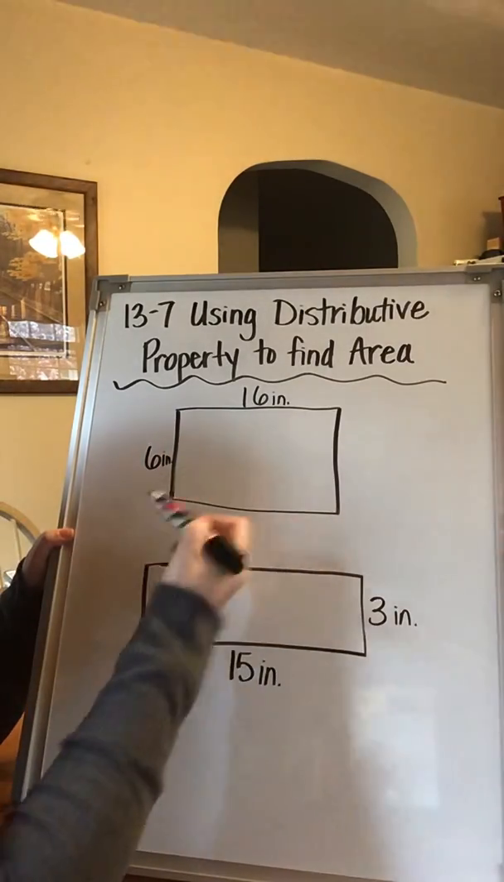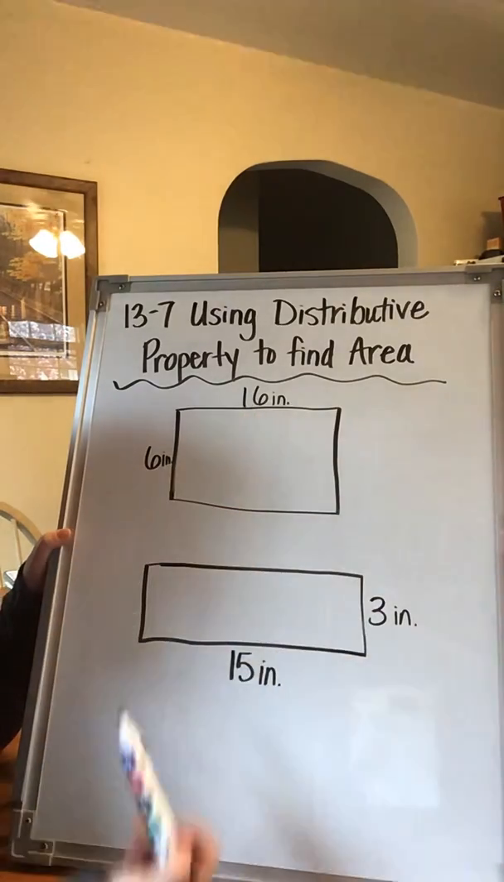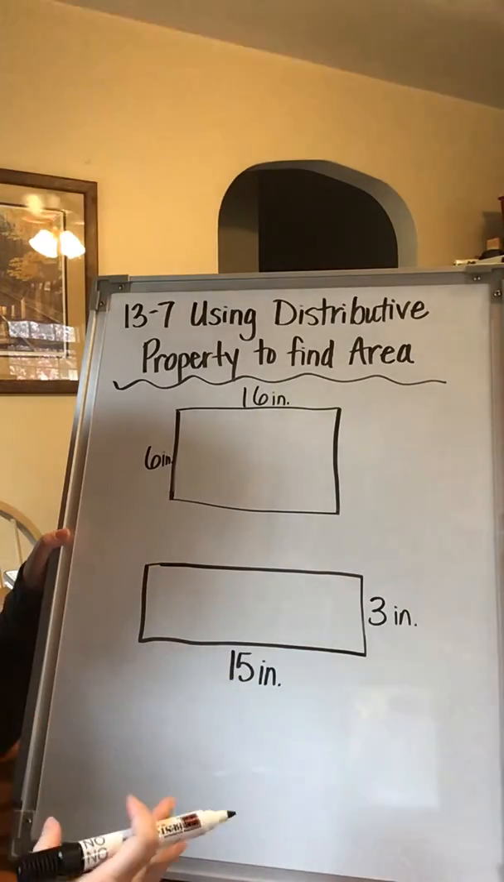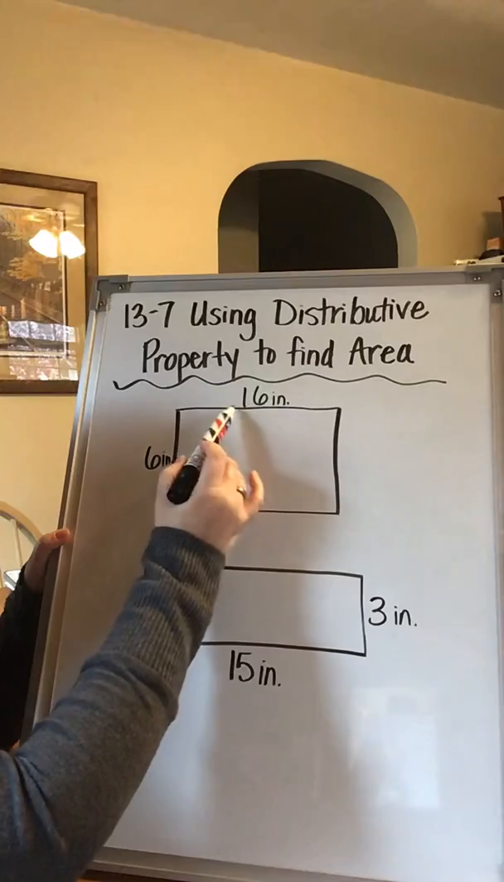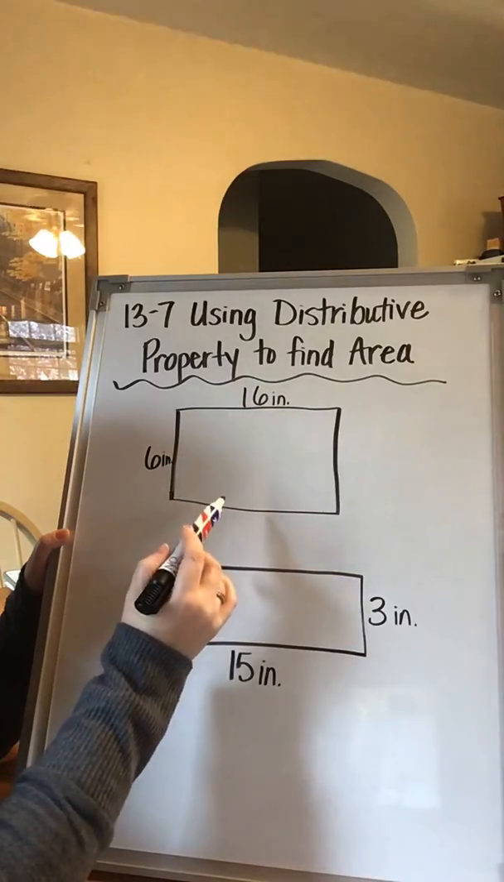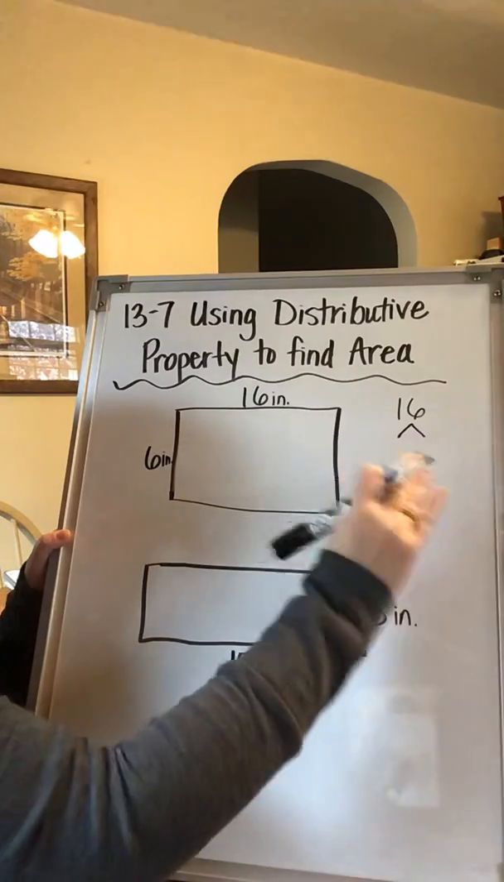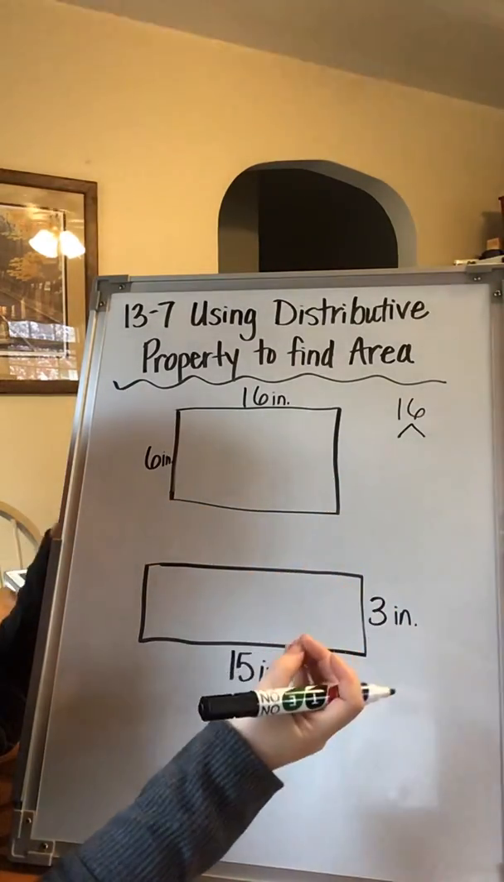So for this rectangle, we have two sides. We have 6 inches and 16 inches. We're still going to find the largest number and break apart that part. So in this shape, my 16 inches is my largest number. When we break apart the 16, that side, we need to break it into two numbers that still equal 16 when added together.